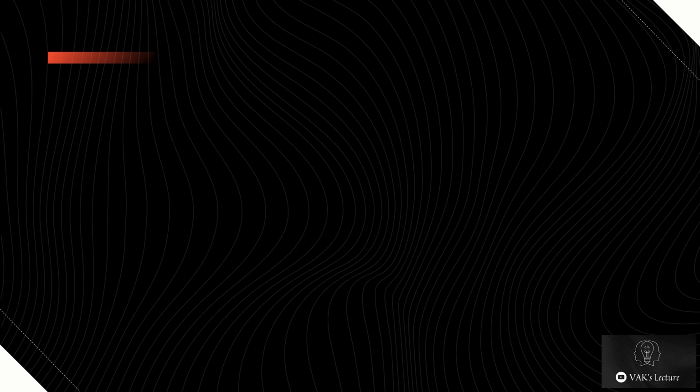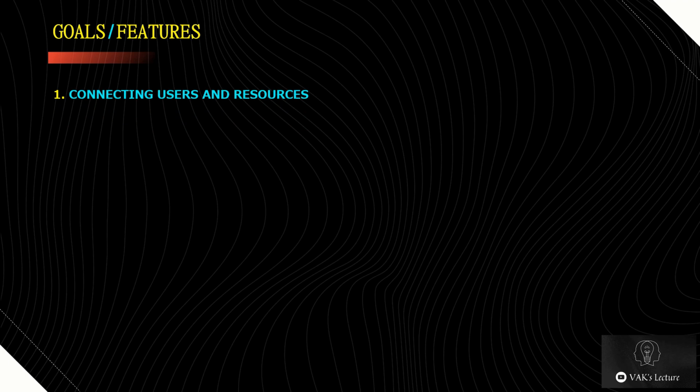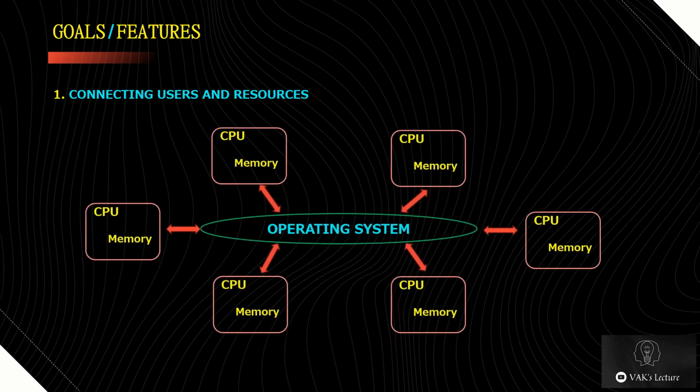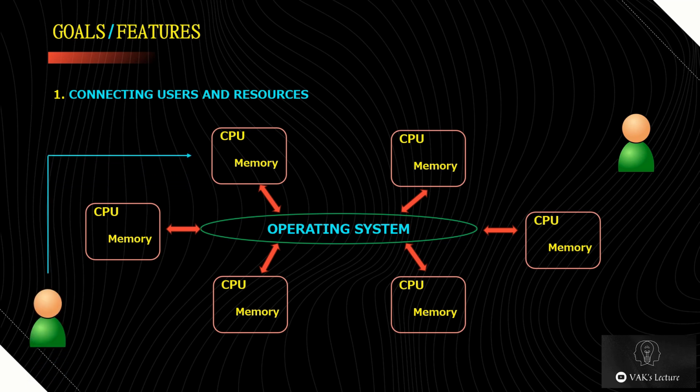Now we will see some of the goals of the distributed operating system. These are also called features of a distributed operating system. First one is connecting users and resources. As the system is distributed, resources and users are at different locations, so the operating system must make it easy for the users to get access to remote resources present at remote locations.